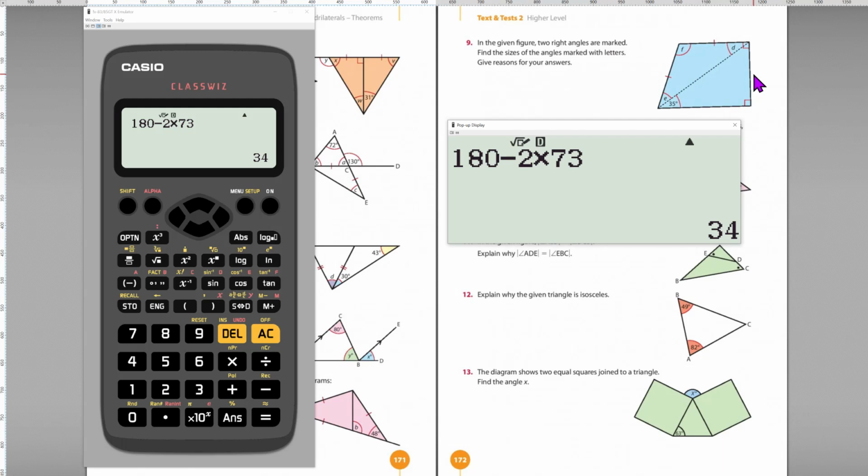In the given figure, 2 right angles are marked. Great. Find the sizes of the angles. This is isosceles up here. So E and D are equal to each other, but we've got nothing on this yet. So let's come back up out here. We have 35.